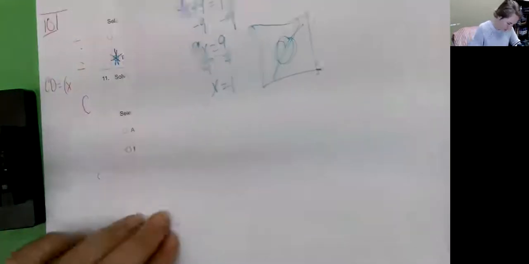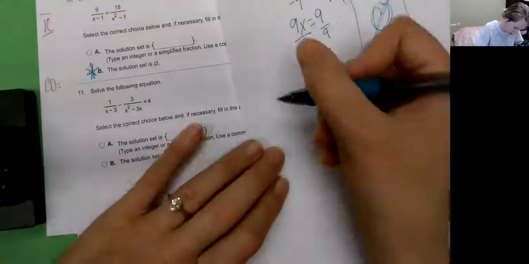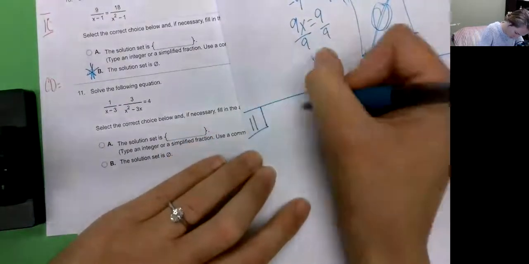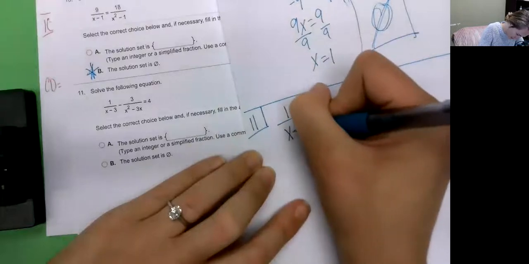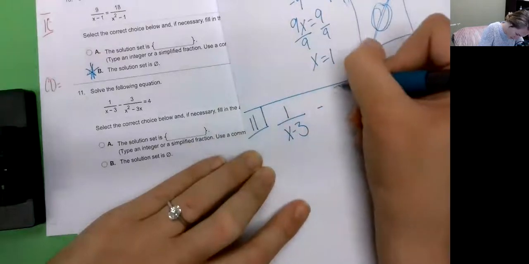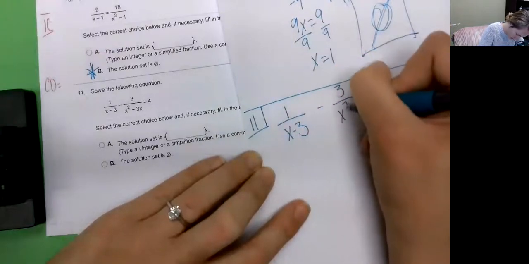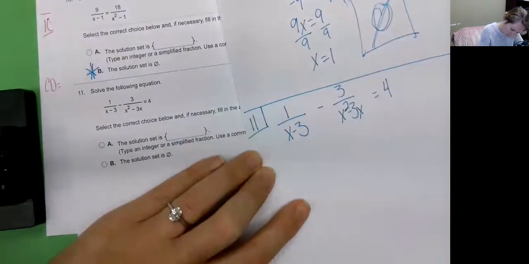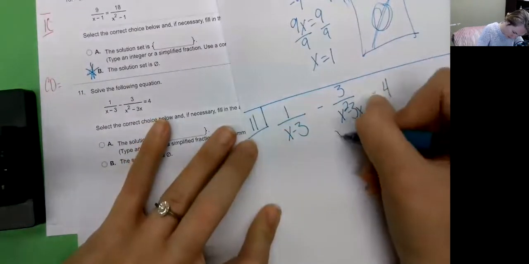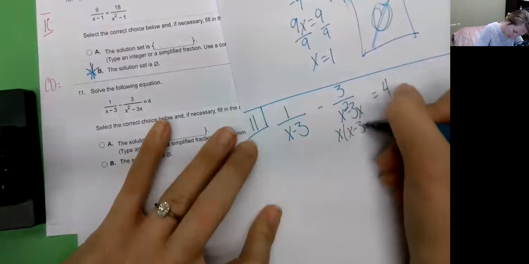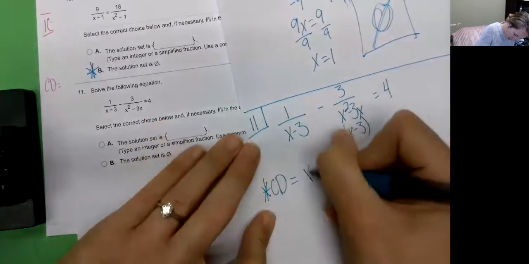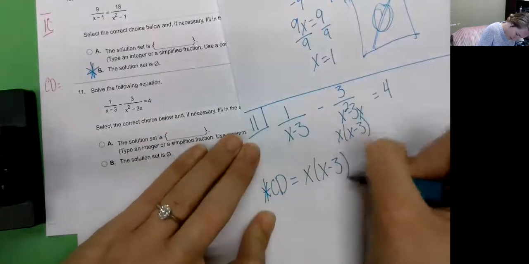Last problem. Can I fit it on the bottom of this one? We'll try it. So 1 over x subtract 3 over x squared subtract 3x equals 4. Factor this one real quick. It's going to be x times x subtract 3. So our common denominator is x times x subtract 3.